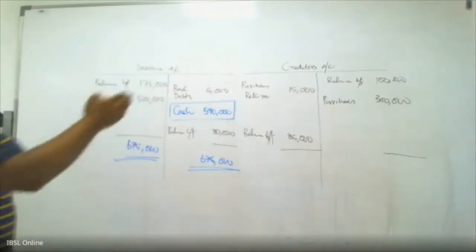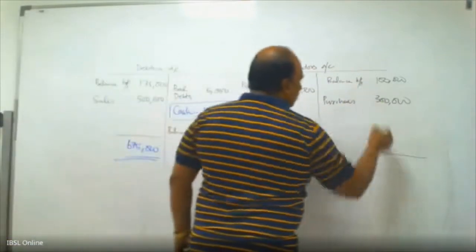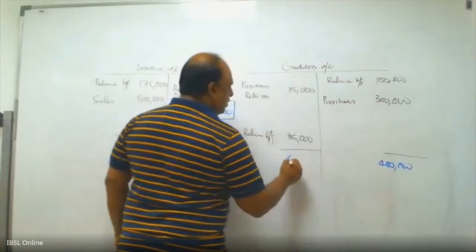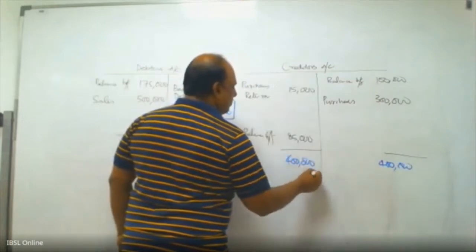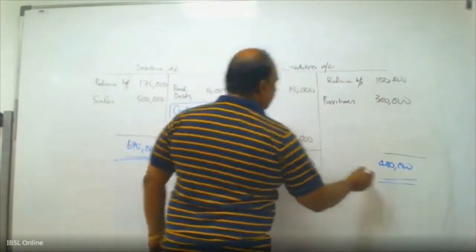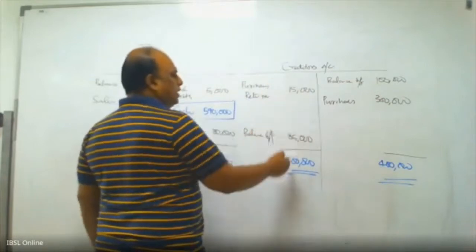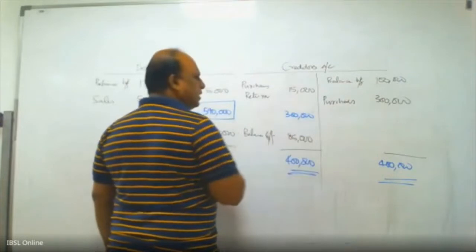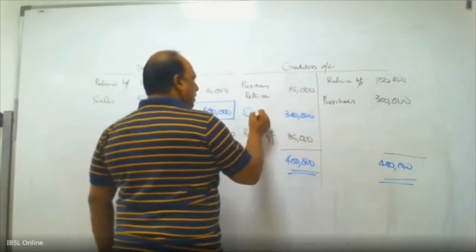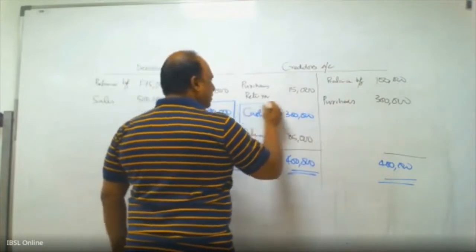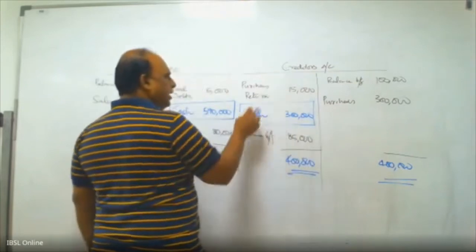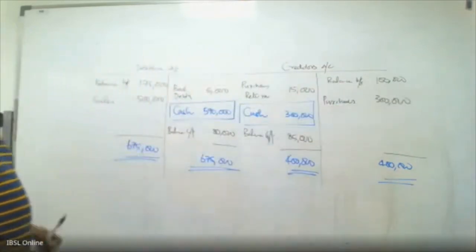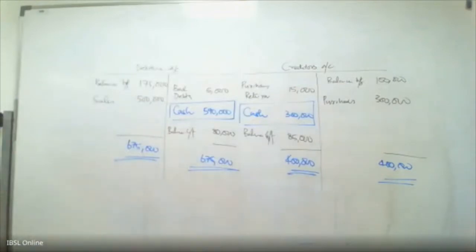Okay. Now let's balance this. 400,000 here. So here the balancing figure is 300,000. What is that? Again, cash. Debit creditors, credit cash. Okay.